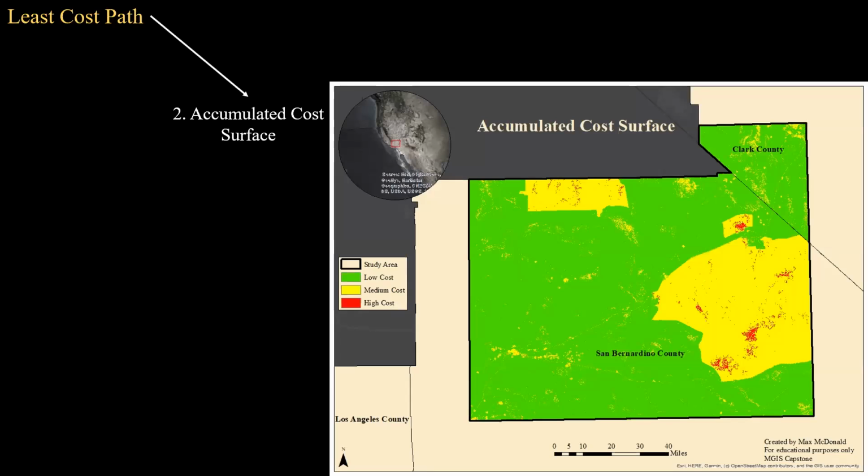The resulting accumulated cost surface is represented here, and the pre-processing stage for LCP analysis has concluded. The green areas represent low cost cells, yellow medium cost cells, and red the costliest cells. All that remains is to create the cost distance and cost backlink surfaces and run the Spatial Analyst cost path tool.